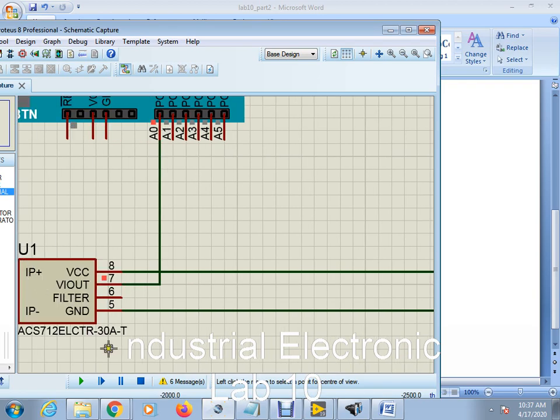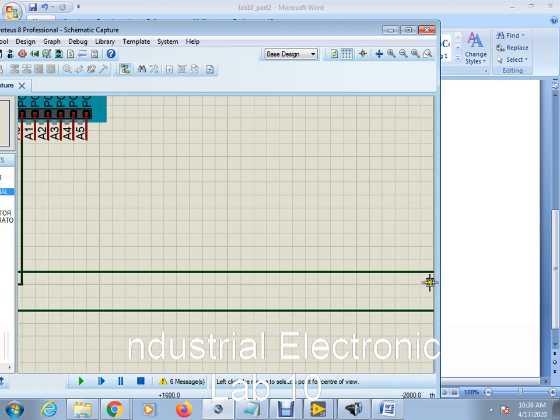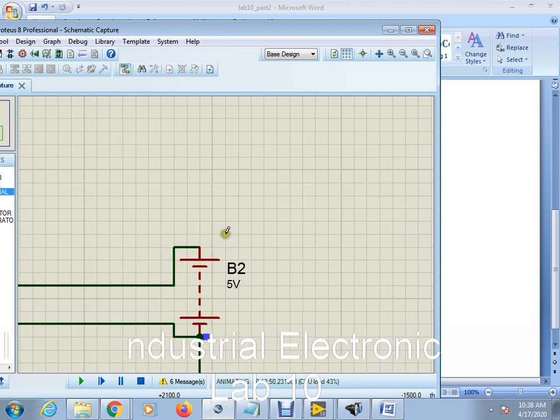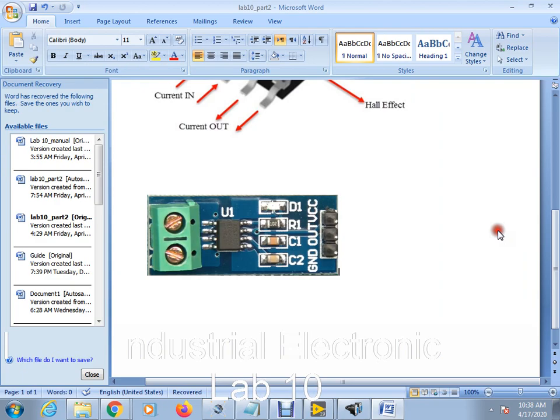This sensor is 30A. It will sense current from minus 30 ampere to plus 30 ampere. So we are using ACS712 30 ampere.